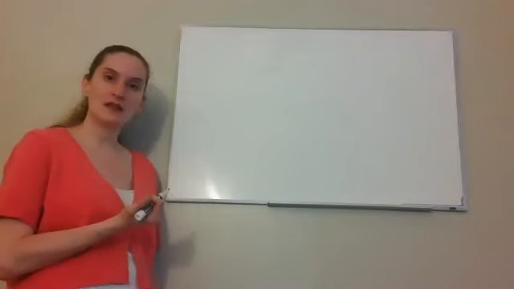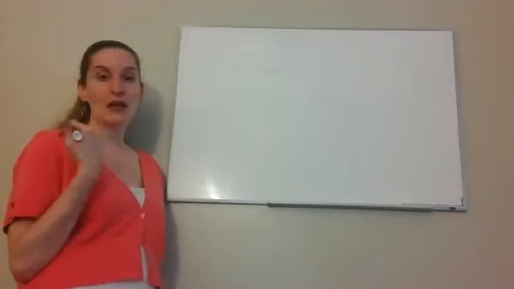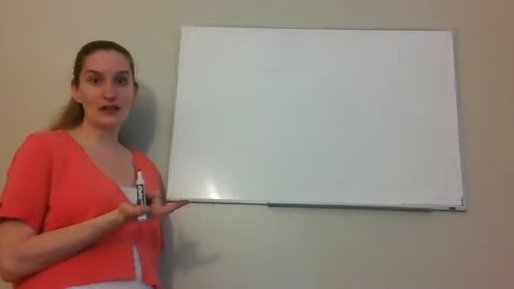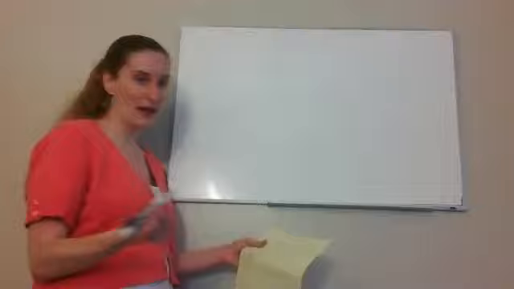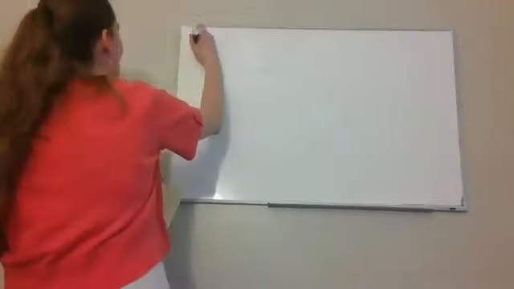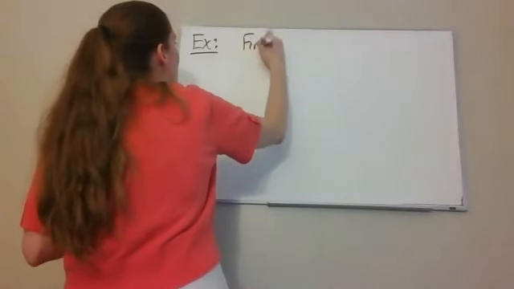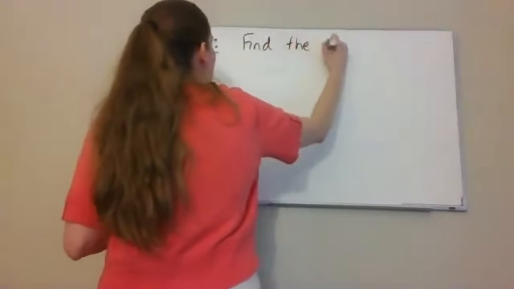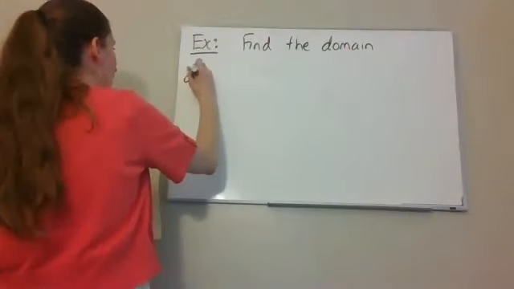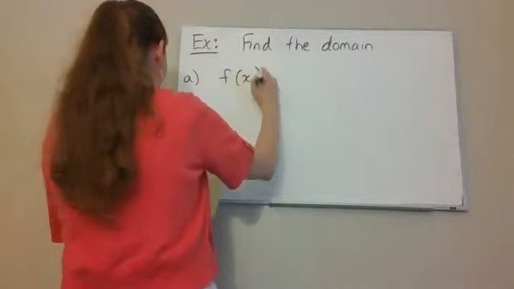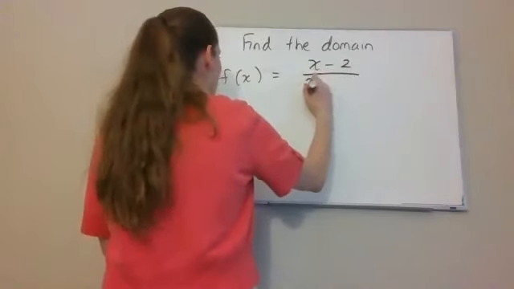So when you're trying to find the domain of a function, you need to make sure you're not dividing by 0, and you're not taking even roots of negatives. As long as you take care of those things, everything else is fair game. So let's do some examples of this. Find the domain. My first function is f of x is equal to (x minus 2) over (3x plus 1).